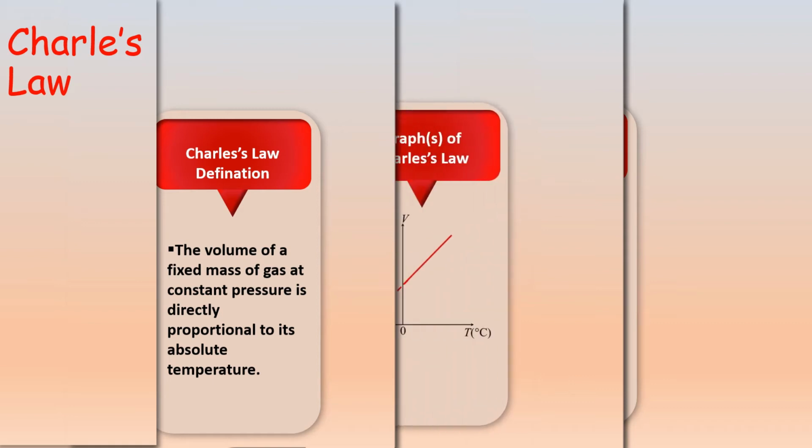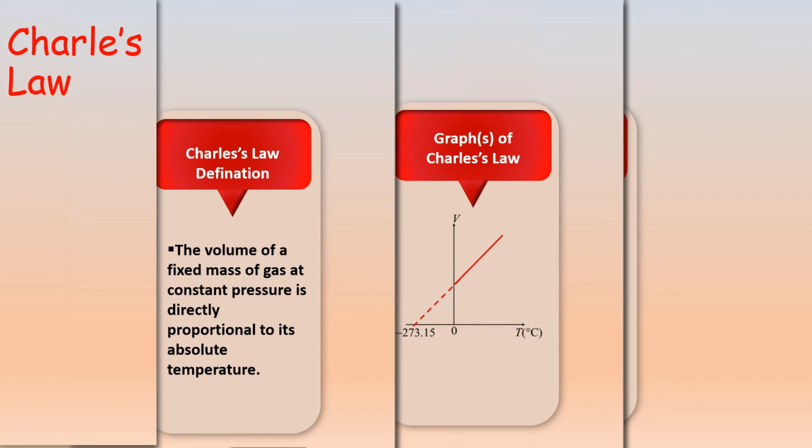So if you observe the graph over here, V versus T, we will observe a graph where it increases linearly with temperature. But if you look at the definition, it says directly proportional. But the keyword over here is that it must be absolute temperature. Absolute temperature means the temperature should be in Kelvin.